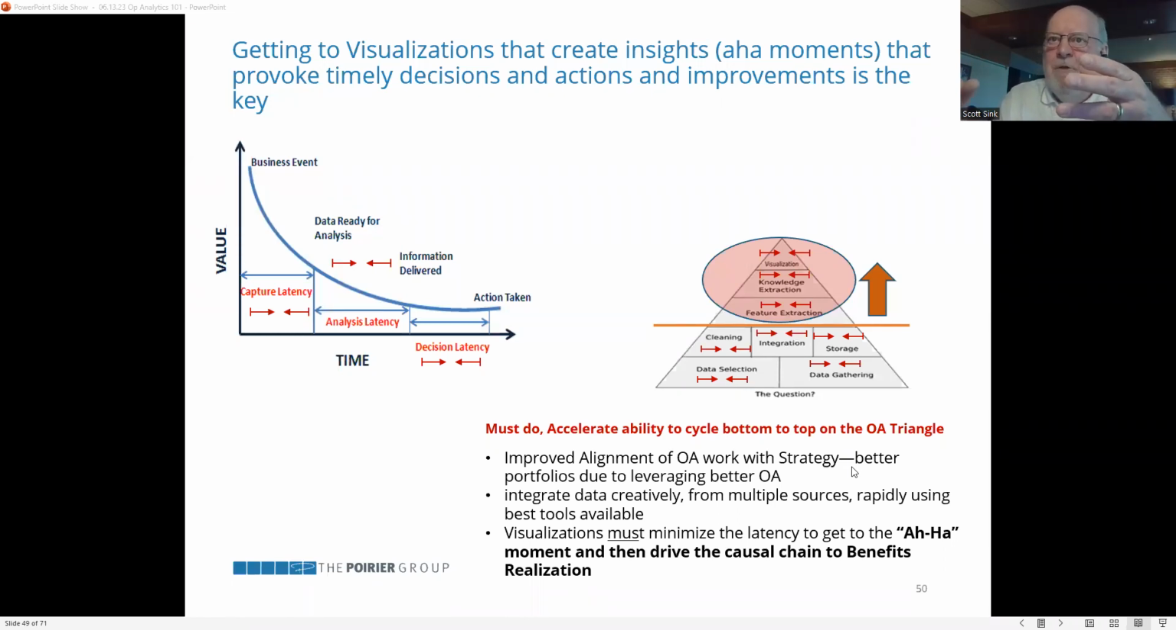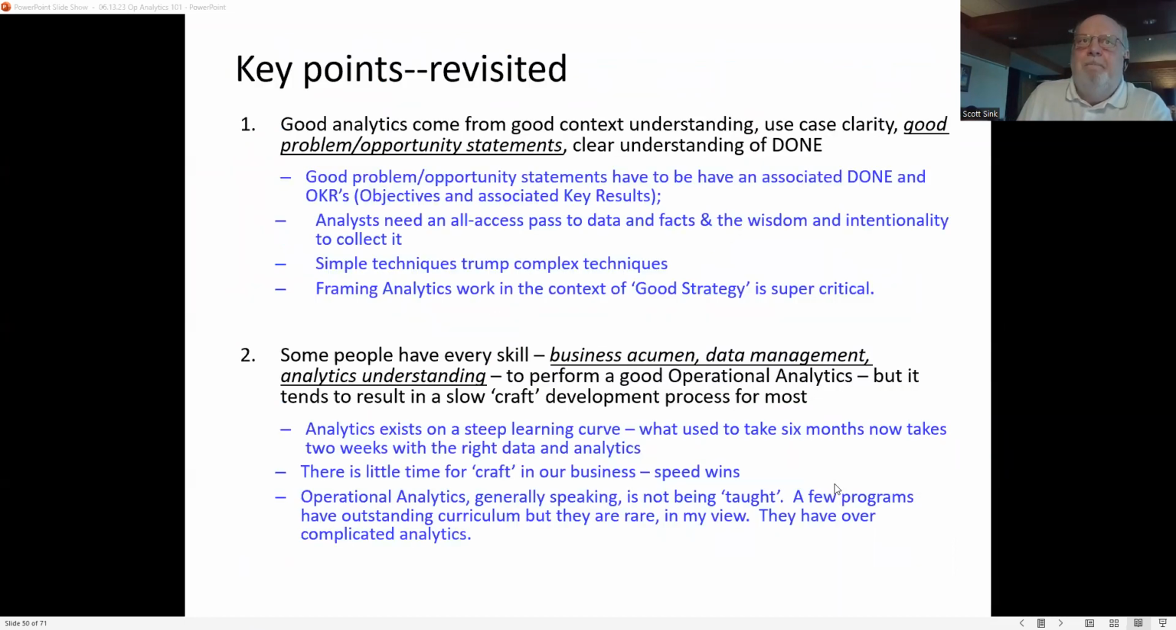All these latencies, by systematically engineering management systems and analytic systems, we can shrink. That's the essence of what we want to do, because speed's important. Your competition is getting fast at this. We need to continue to build our ability to be fast at this.